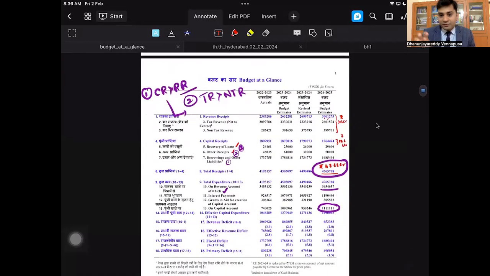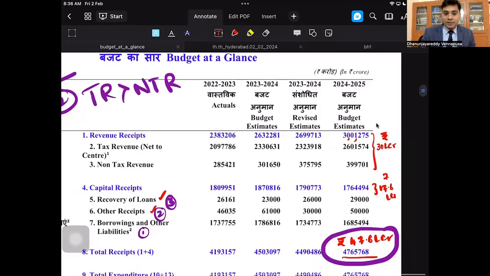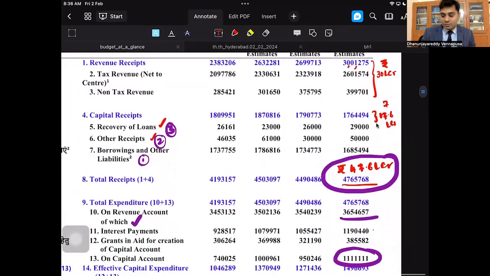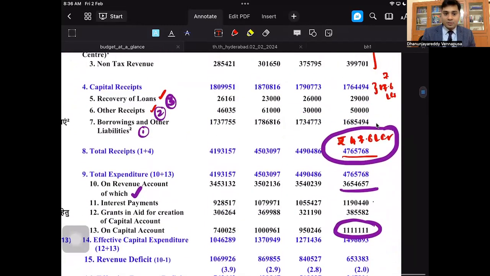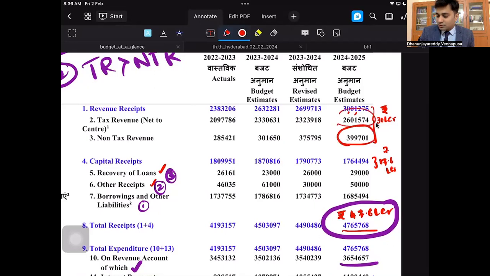Here in detail they have given the total budget estimates for the upcoming year. On the revenue side, how you are getting it. On the capital side, how you are getting it. What are the total receipts, what are the total expenses of the Government of India. If you look here, the total tax revenues for the upcoming year is 26 lakh crores. And if you look at the non-tax revenues, I am looking at the final column, it is somewhere around 3,99,701 crores. Have a look at this. This is one, this is two: tax revenues and non-tax revenues. Tax revenues is 26 lakh crores. This is 3.9 lakh crores on the non-tax revenues.